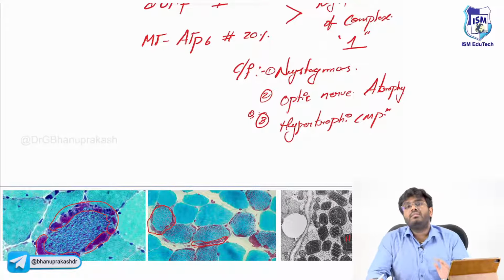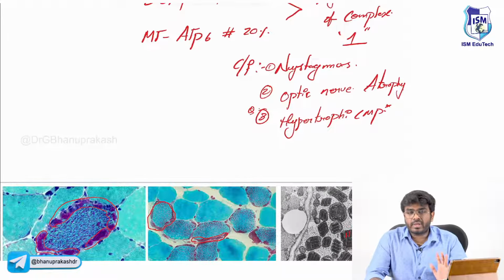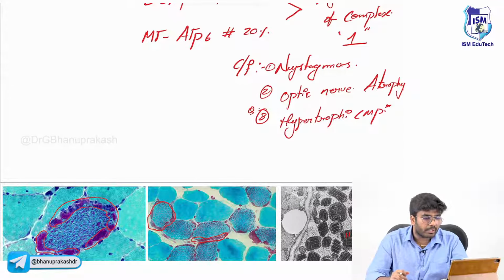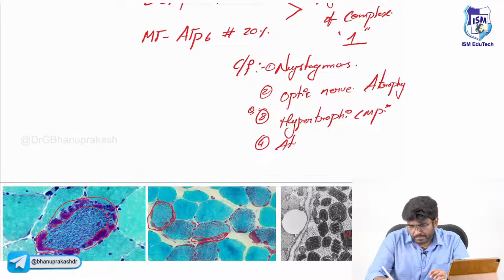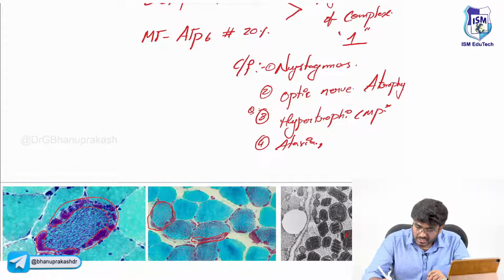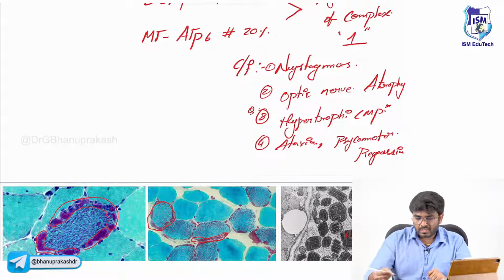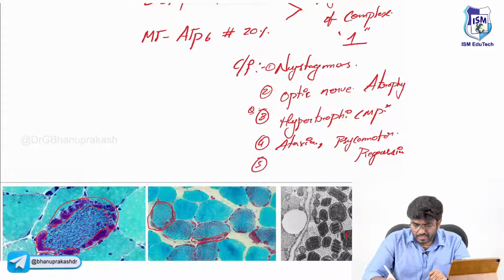In which mitochondrial disease is hypertrophic cardiomyopathy seen? Go for Leigh syndrome. Apart from this, the patient is going to have ataxia, and neurological involvement, that is psychomotor regression. It is very hard for these patients to survive. Failure to thrive.